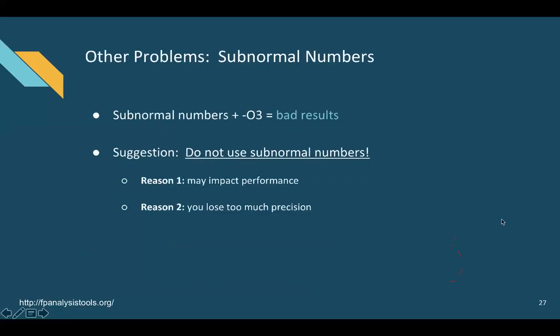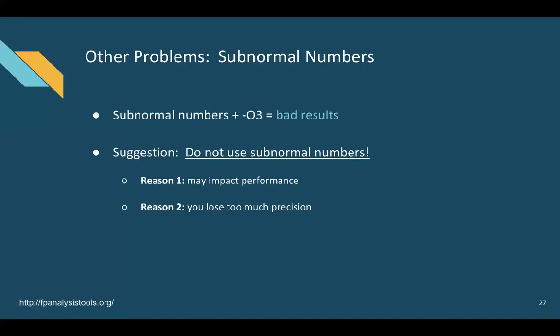So we also found other problems in this code. One of them is the use of subnormal numbers. We found that the combination of subnormal numbers and high optimization levels is a dangerous combination. So my suggestion to all programmers is to not use subnormal numbers at all. And I have two reasons. One is that it may impact the performance, because we know that in many architectures, including GPUs, subnormal operations tend to be slower.